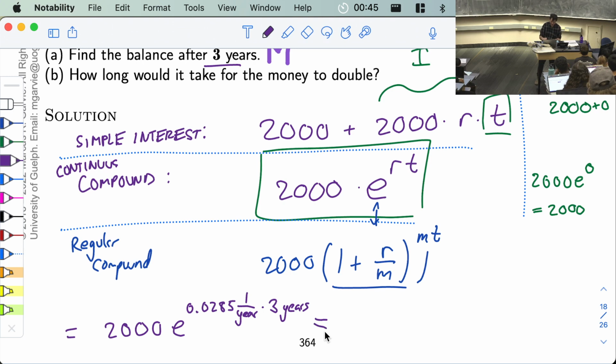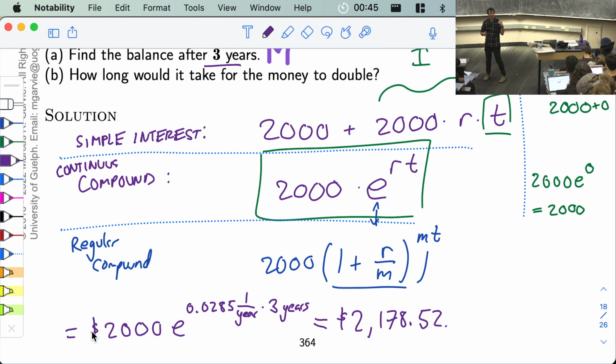We did that last class. And if you do this correctly on your calculator, you should get $2,178.52. That's another way you can sort of ballpark that things are wrong. In this problem, we got $178 of interest. If you did it the other way, you would have gotten $2,178 of interest. There's probably more interest than you think.